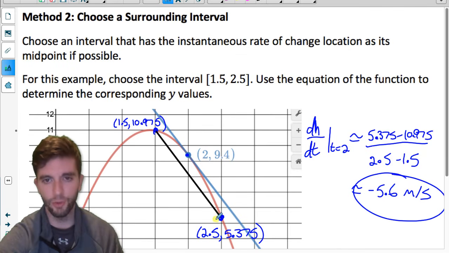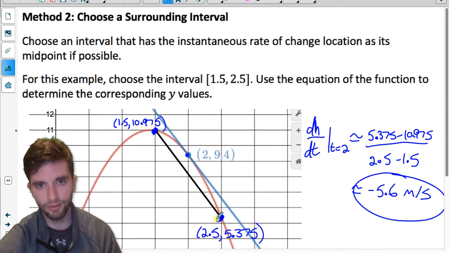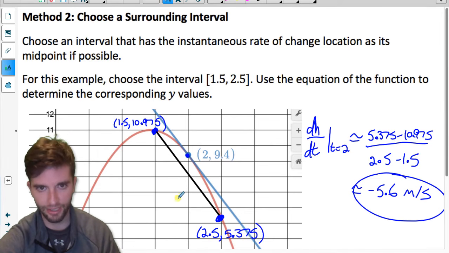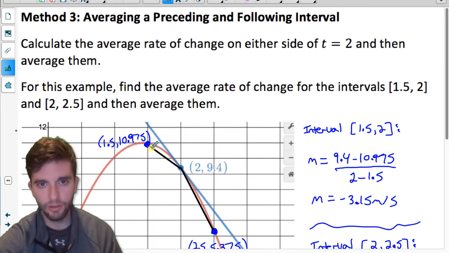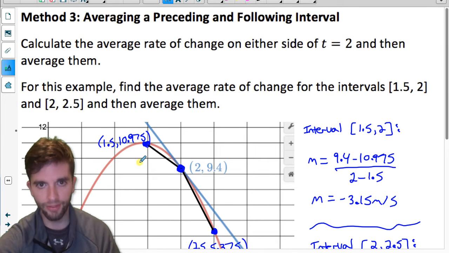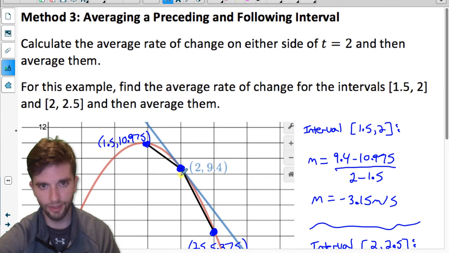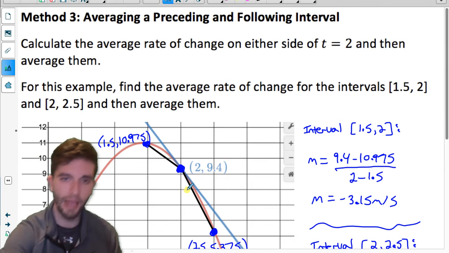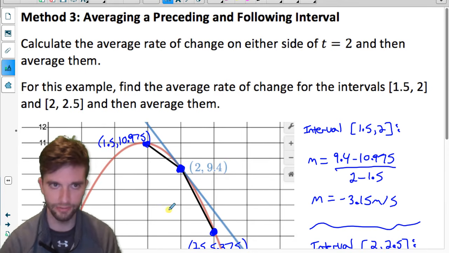Method 2, find the slope of a secant line on a surrounding interval. So pick 2 points that surround the single point that we want the instantaneous rate of change at, and calculate the secant slope connecting those 2 points. Or calculate the slope of a secant line on an interval before the point that we want the instantaneous rate of change at, and then calculate the slope of a secant line on an interval following the point that we want the instantaneous rate of change at, and then average those two secant slopes, and that's a good estimate for the instantaneous rate of change.